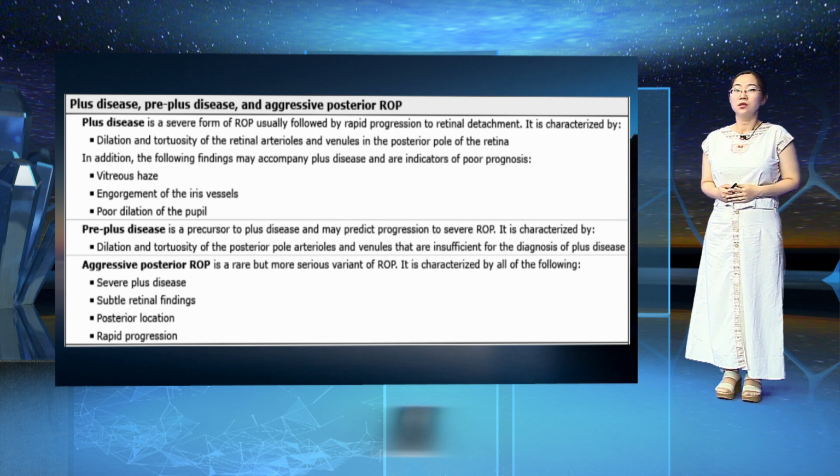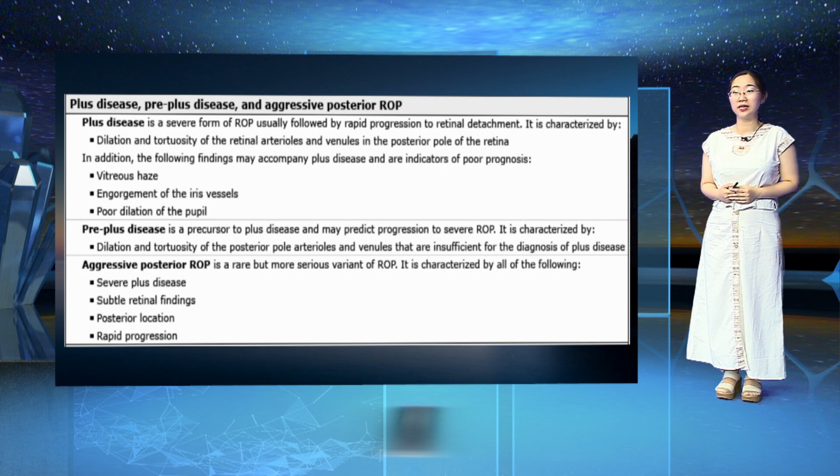original classification. Pre-plus disease. There is a spectrum of abnormal dilatation and tortuosity, of which plus disease is the severe form. Pre-plus disease was later described as vascular anomalies of the posterior pole that are insufficient for the diagnosis of plus disease, but that demonstrate more arterial tortuosity and more venous dilation than normal.